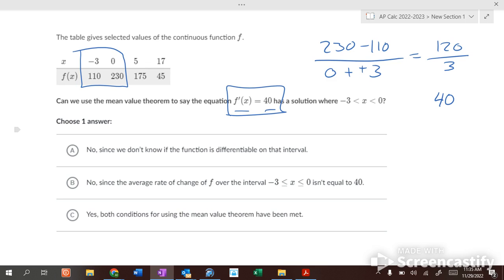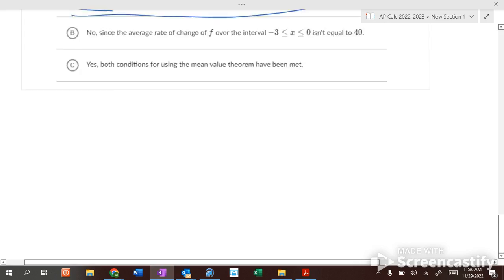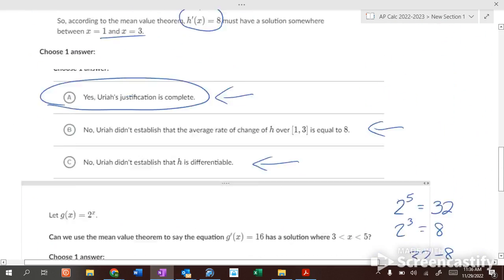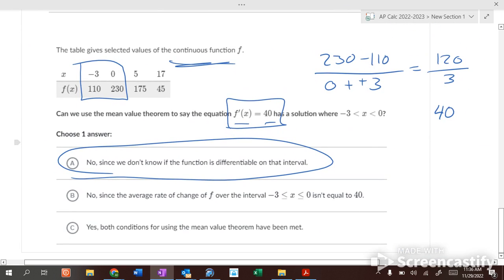Did they say that it was differentiable? No, they only said it was continuous. They did not say it was differentiable. So since they did not say it's differentiable, that one's a no because they didn't state that. Doggone it. I thought I had another one on here where they did say differentiable up here. It's basically the exact same thing, but they said continuous and differentiable. If it's continuous and differentiable and they get the right number here, then both conditions have been met.